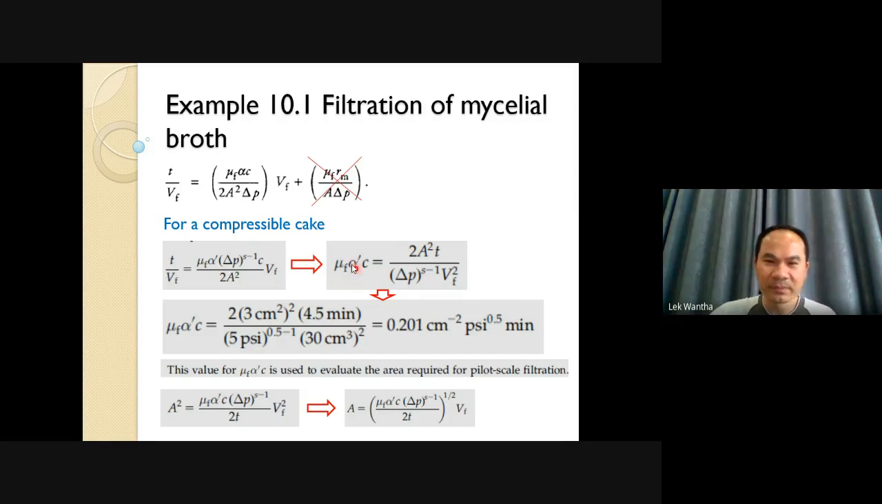Okay, for this the same. That's right. From the lab scale, we know this term is constant. We can calculate this term from lab scale. For lab scale, we know A, we know T, we know delta P, we know V. Okay, from the lab scale.